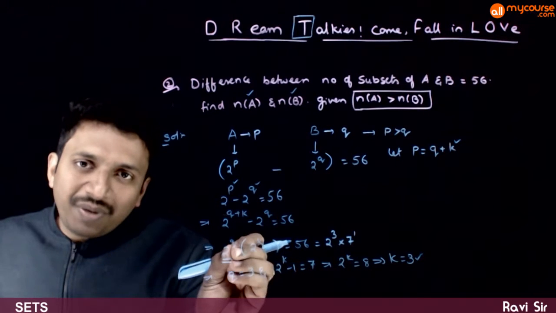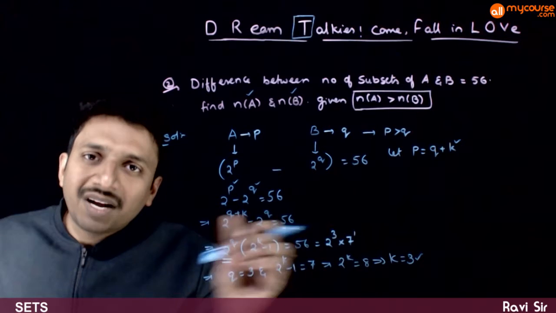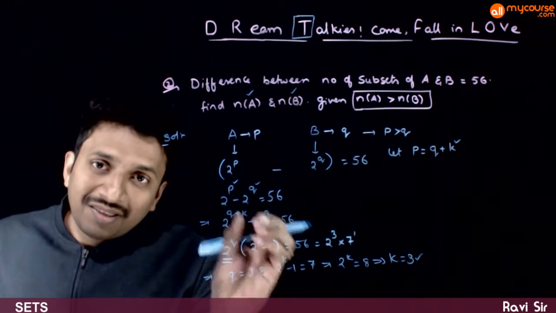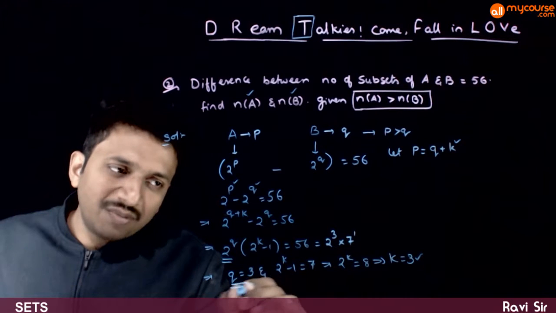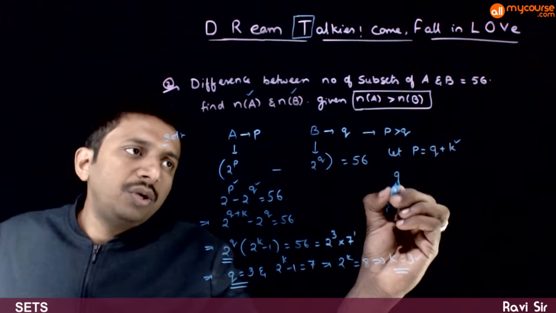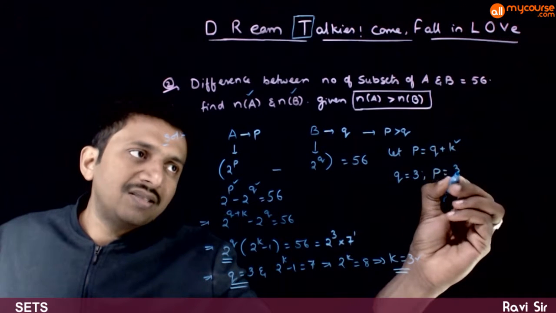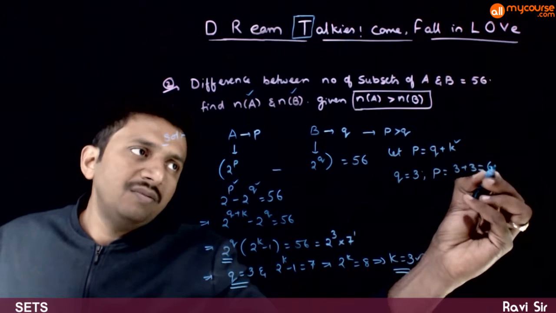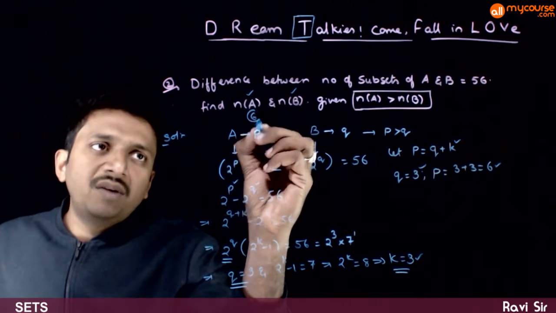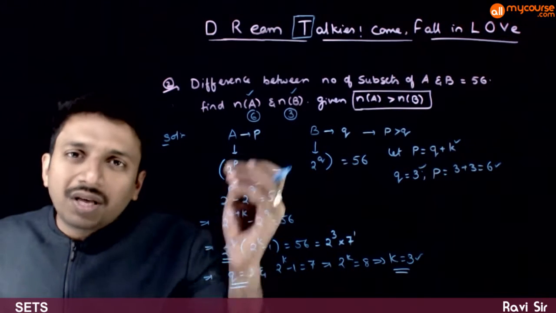Because P and Q are integers, you cannot have multiple prime factorizations. Based on that theorem, you can find both the numbers: Q is equal to 3 and K is equal to 3. So Q is equal to 3 and P is equal to Q plus K, that is 3 plus 3 is equal to 6. So these are the two numbers. N of A has to be equal to 6, N of B has to be equal to 3. So this is how you can solve the problem.